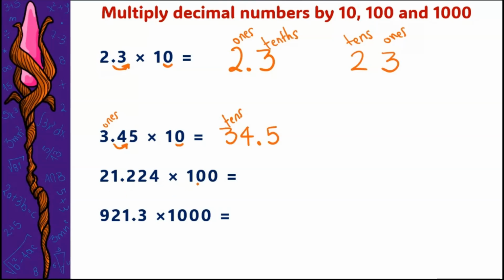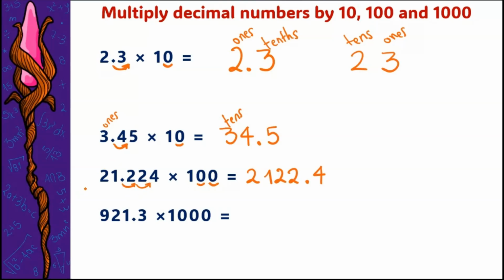21.224. In this case, we have two zeros. We are multiplying by 100. That means we move it two places. So it's going to become 2122.4. Two zeros, two decimal places.